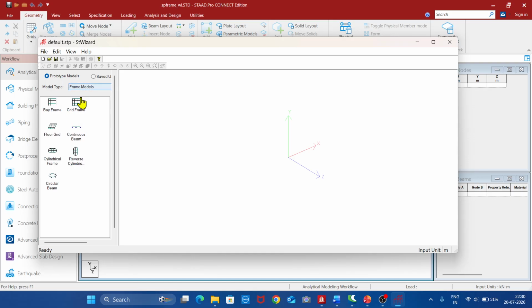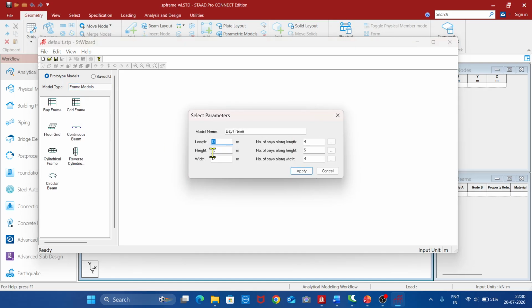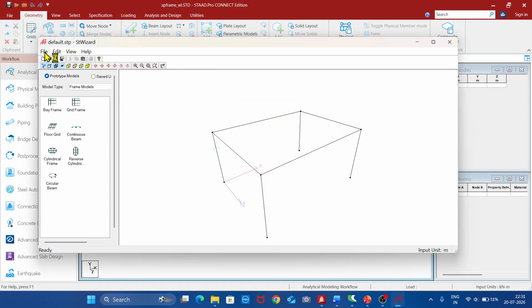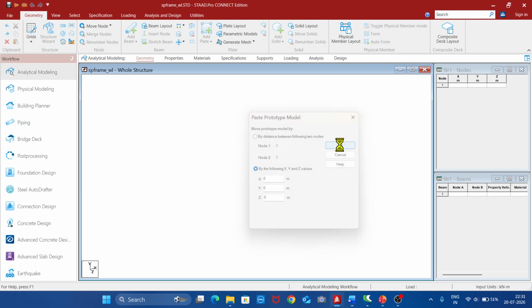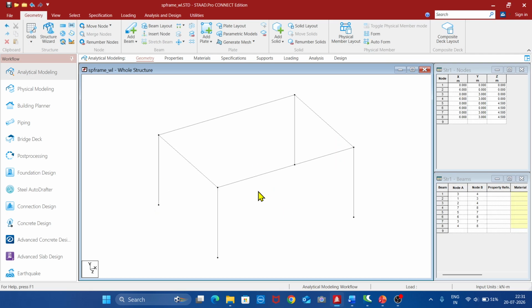take frame models, bay frame, length is 6 meters, height is 3 meters, width is 4.5 meters, number of bays along length 1, number of bays along height 1, number of bays along width 1. Click apply. So we have generated the model of the space frame. Click OK. So this is it.